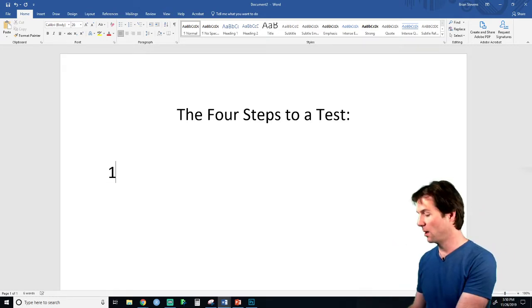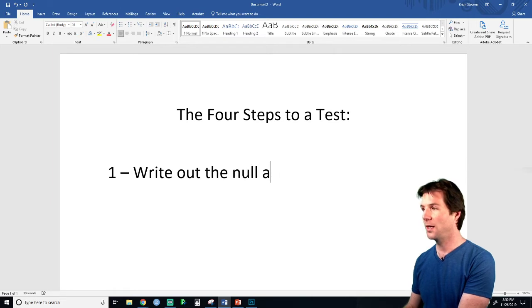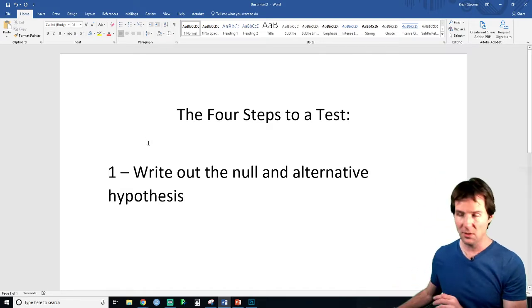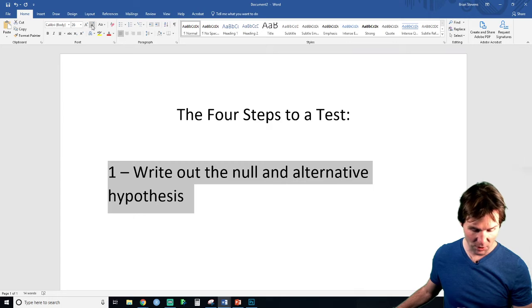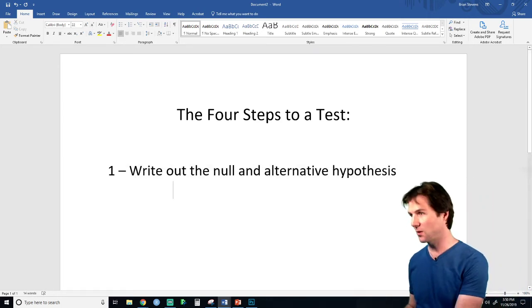Step 1, we're going to write out the null and alternative hypothesis. So we need to make sure we can do this for each one of these tests. Write the null and write the alternative. So I'm going to keep these nice and neat. We'll try to put them all to one line here. Write out that null and alternative hypothesis.